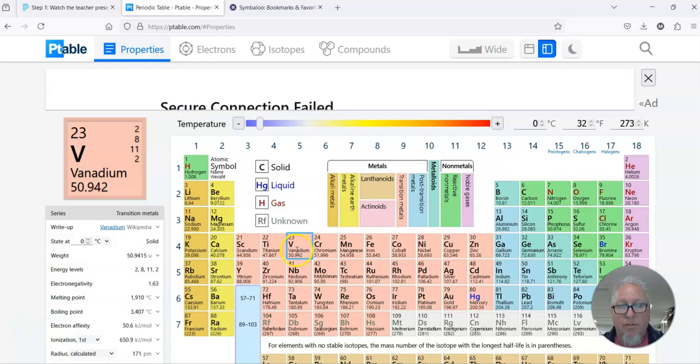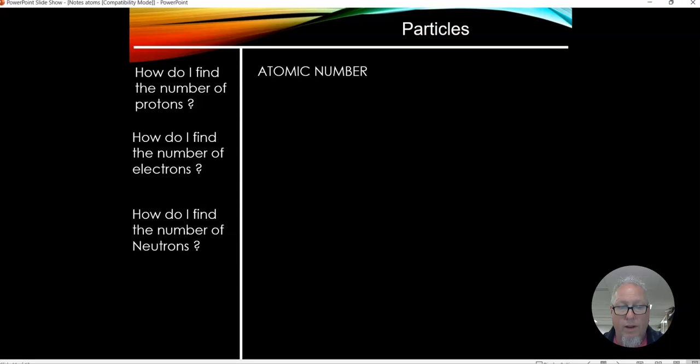The atomic number for vanadium is 23. And like I said, you can look over here. Right there is the atomic number. And when you have that atomic number, that tells you how many protons there are. The atomic number for aluminum is 13, so it has 13 protons. The atomic number for chlorine is 17, so it has 17 protons. The atomic number for mercury is 80, so it has 80 protons. And so on and so forth.